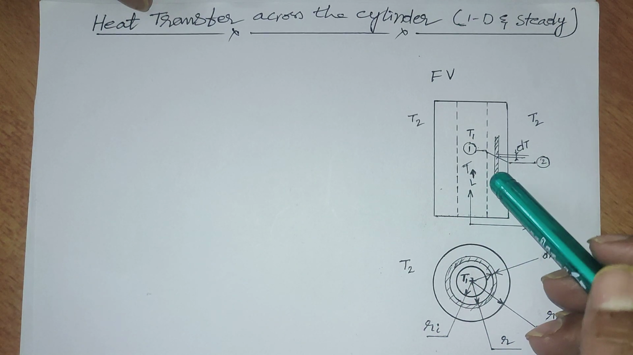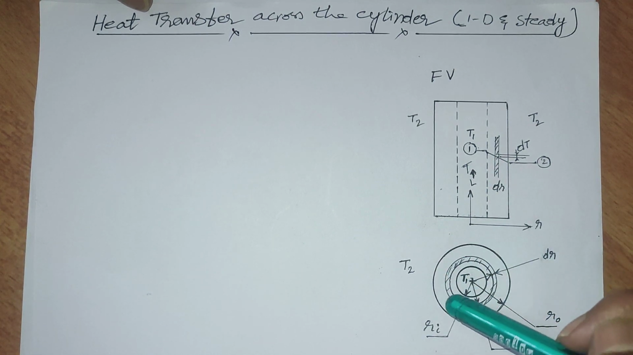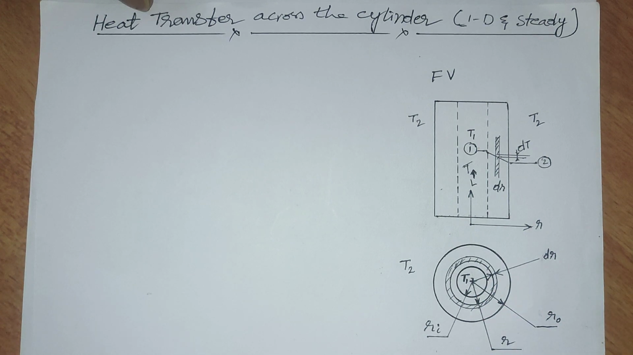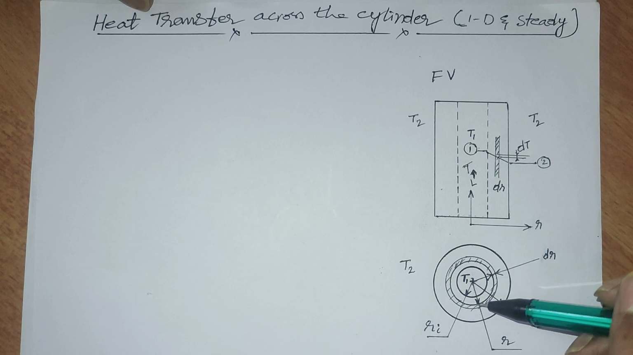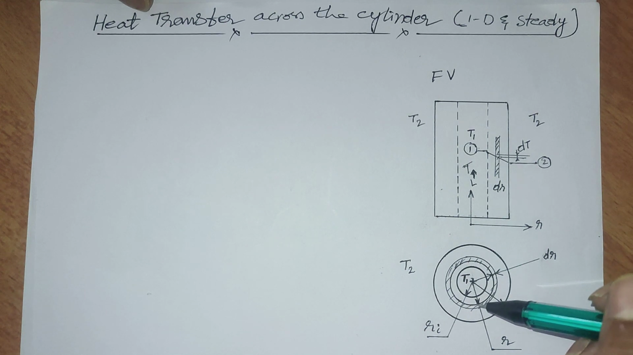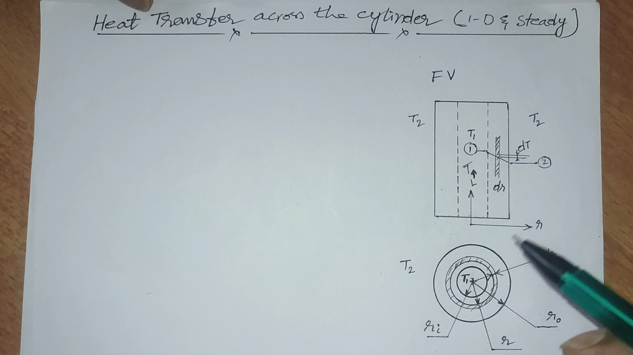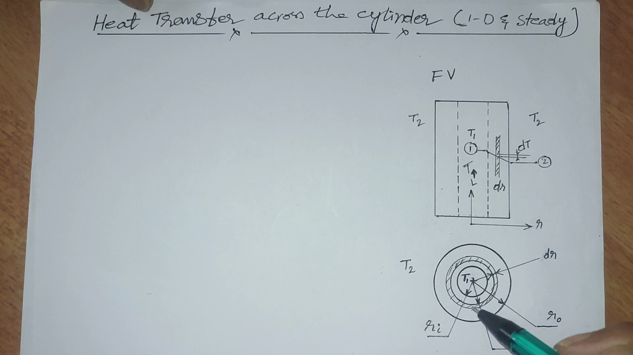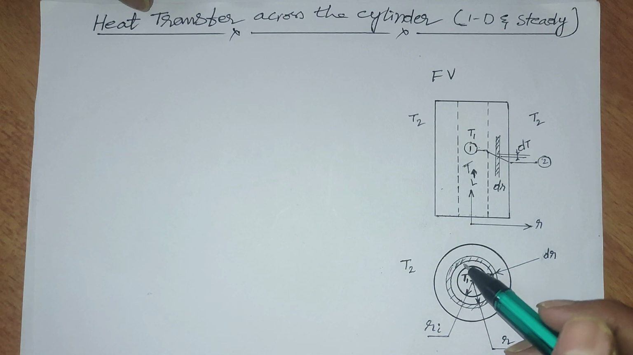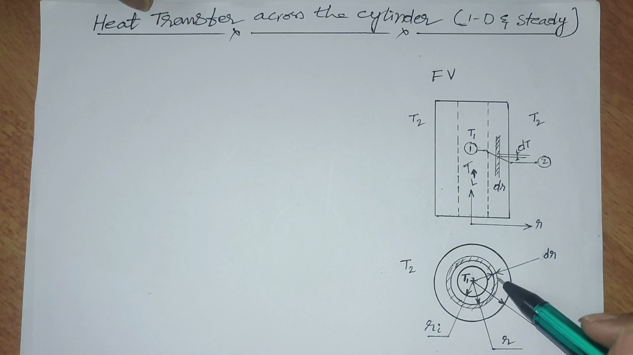So for this you have to draw one strip of element that is in circular shape with radius r. This is the radius r. With radius r, with thickness dr, draw one differential ring. This is the outer radius r0. This is the inner radius of the circle ri. This is the radius at which we are considering the heat transfer rate.